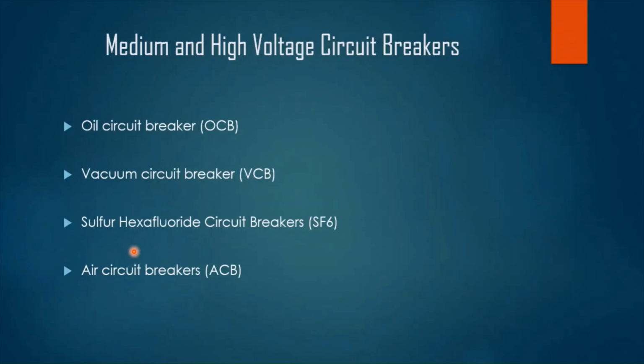Although our main aim in this session is to focus on low voltage types of circuit breakers, we can also have an idea about medium and high voltage types of circuit breakers. These include the oil circuit breaker or OCB, which is now replaced by the air circuit breaker because of its higher risk of igniting fire. So nowadays, oil circuit breakers are rarely used. Another type is the vacuum circuit breaker or VCB. The third type is the sulfur hexafluoride circuit breaker, which is known as SF6. And also the air circuit breaker is used in medium voltage systems.